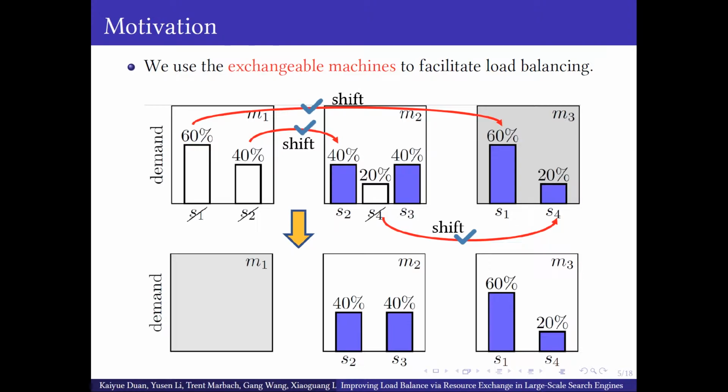Note that we use the assumptions described in the previous slide. Suppose we have an exchangeable machine M3, which has the same capacity as machines M1 and M2. Because there is no shard placed on M3 initially, the transition resource capacity is sufficient to reassign shards S1 and S4 to M3. Next, we reassign S2 to M2 for making M1 vacant. That is the compensation for using M3. Now, both M2 and M3 are load balanced, and M1 is returned.